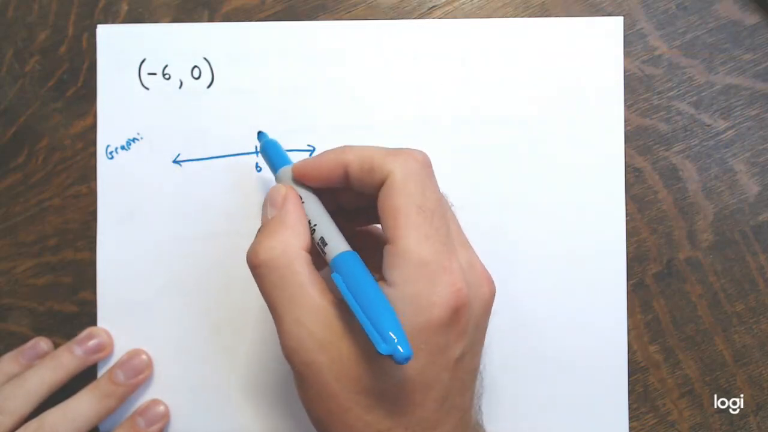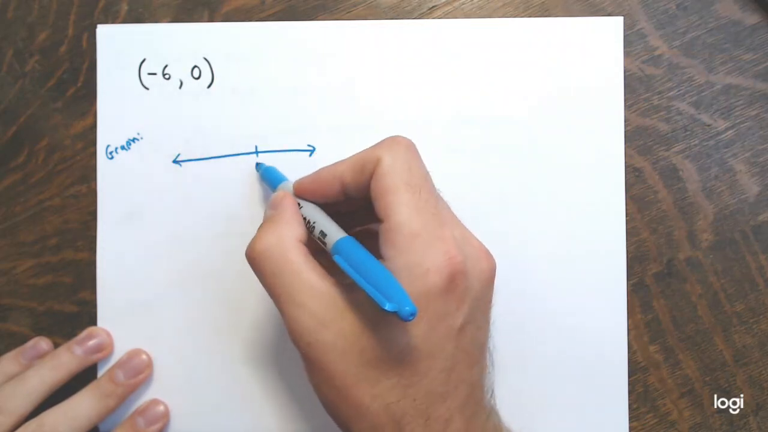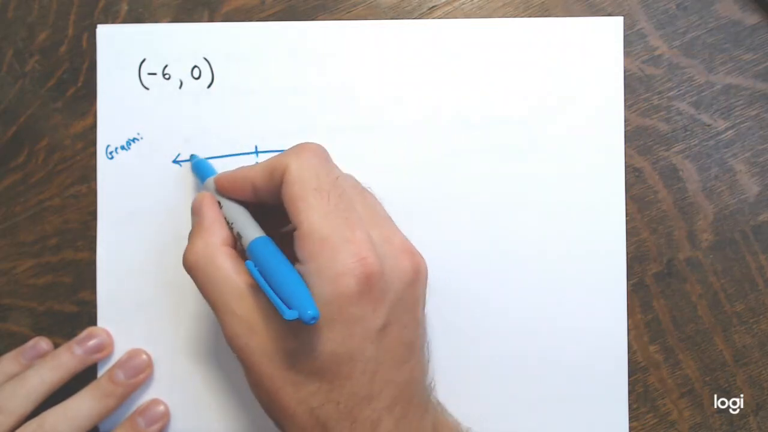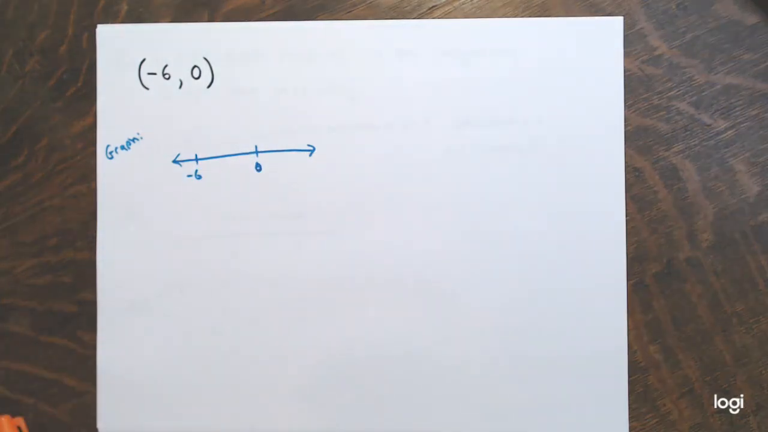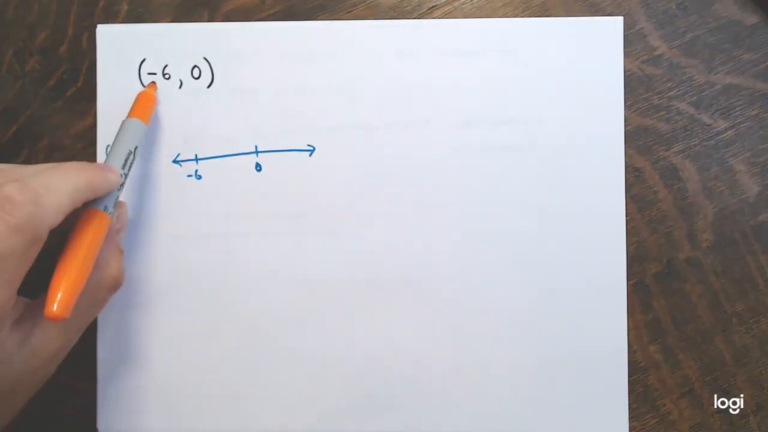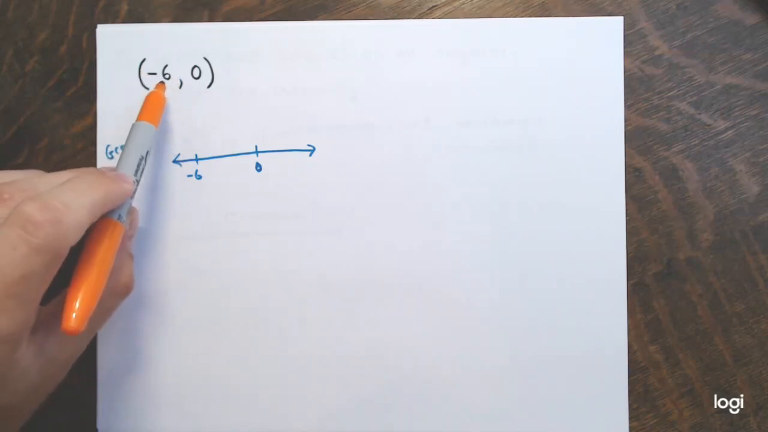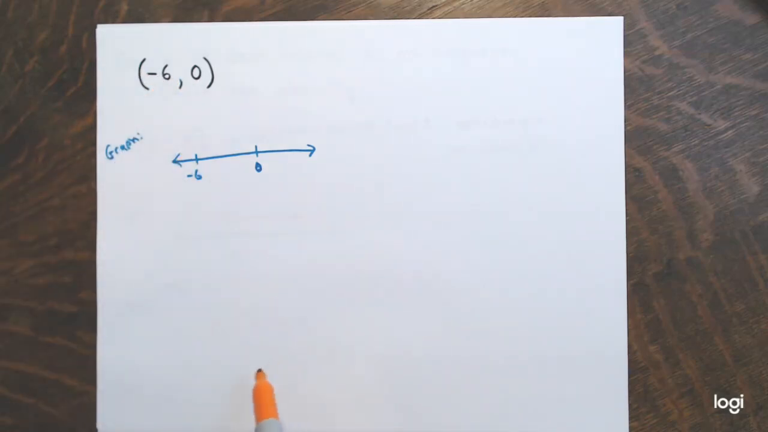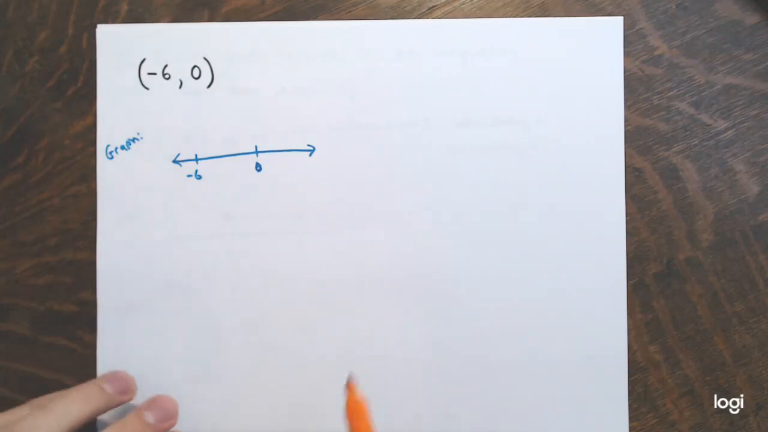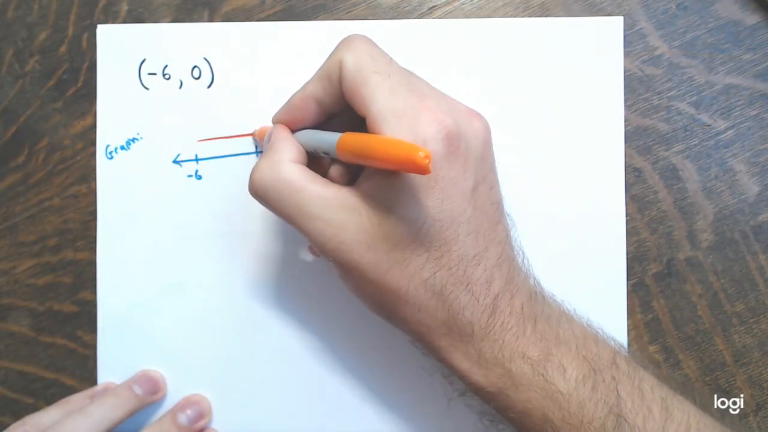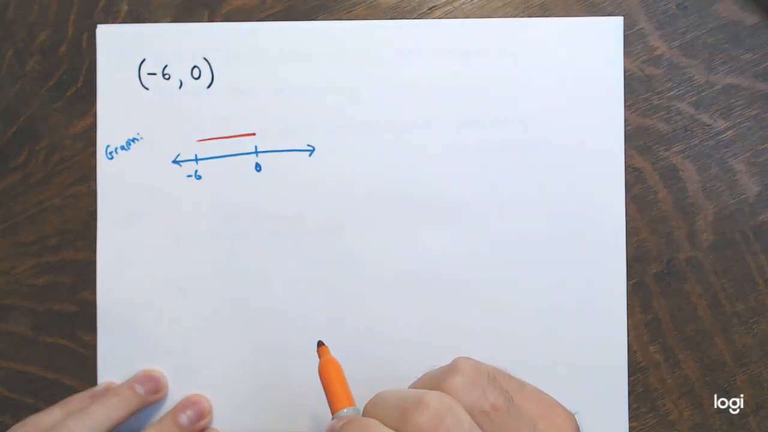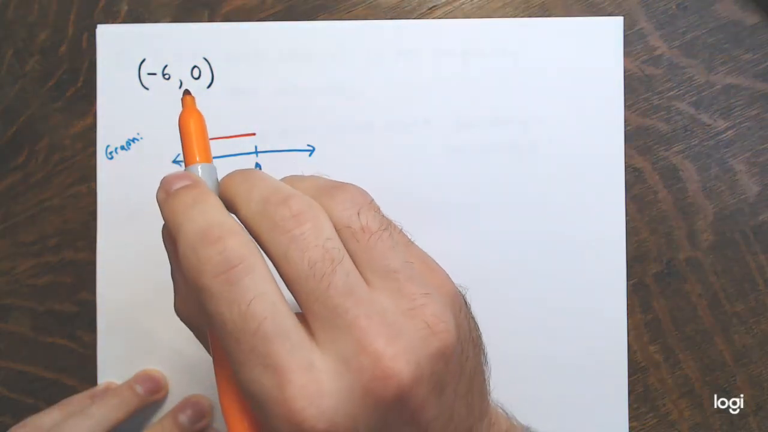Here's 0, and then the only other number mentioned here is -6, which would be to the left of 0, right? Less than 0. And remember what an interval is telling us. This interval describes the numbers. I'm seeing -6, 0. That implies that I'm looking at every number between -6 and 0. So all these numbers here between -6 and 0 belong to this interval.